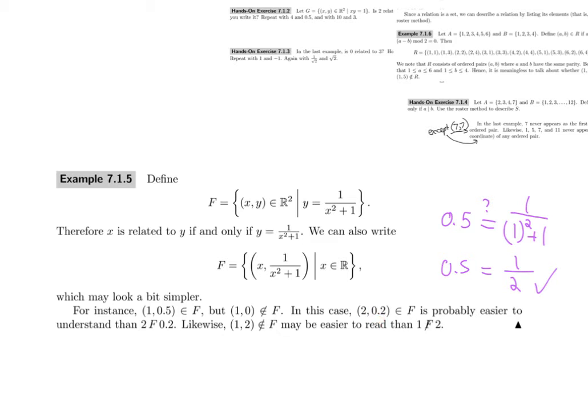2 comma 0.2, let's check that. So 0.2 is the y, and we're asking ourselves, if I plug in 2 for x, will 1 over 2 squared plus 1 equal 0.2? Well, it's 1 over 4 plus 1, which is 1 over 5, and that is definitely equal to 0.2. And again, this is just to remind us of the different ways of looking at it.